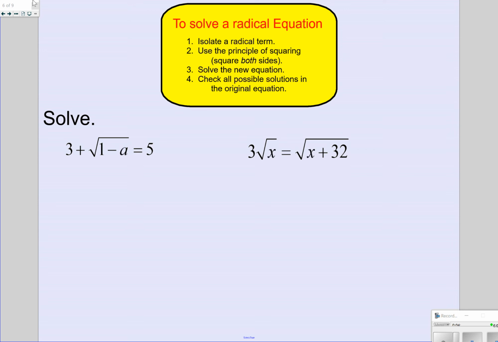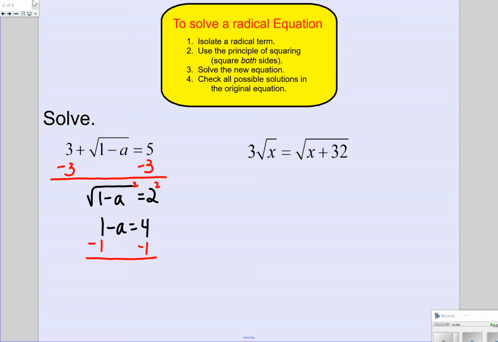I'll isolate my radical term in my first example to get the square root of 1 minus a is equal to 2. Now I'll square both sides. And when I do that, the square root and the squared cancel out, so I'm left with 1 minus a is equal to 4. I subtract 1 from each side. I'm just going to solve this new equation now. So negative a is equal to 3. And when I divide each side by negative 1, I'm left with a is equal to negative 3. So it appears that negative 3 is my solution.